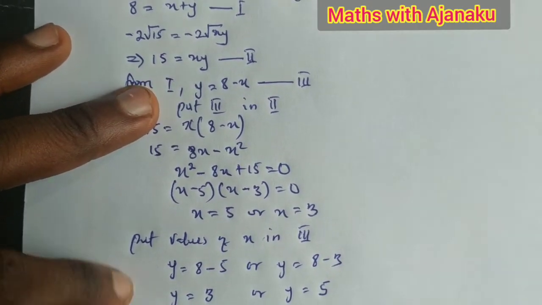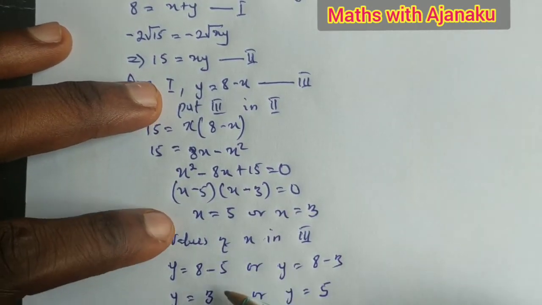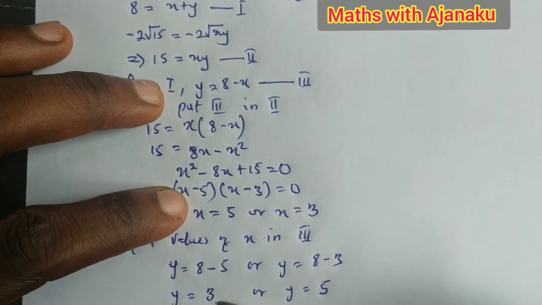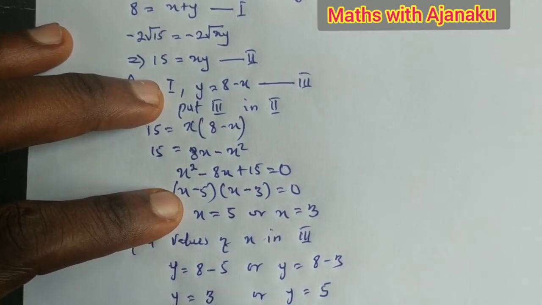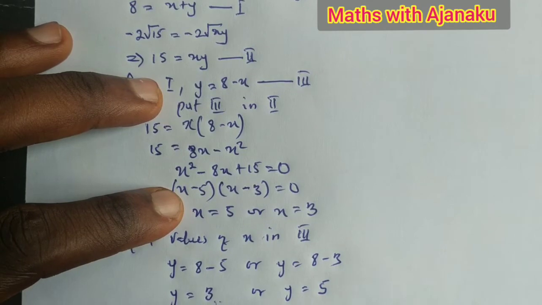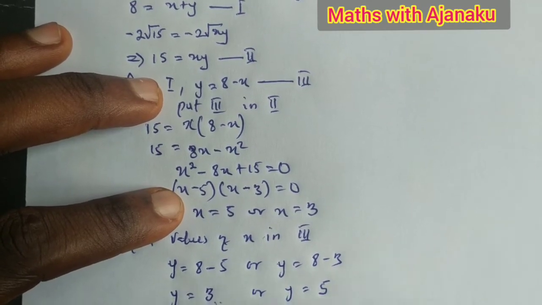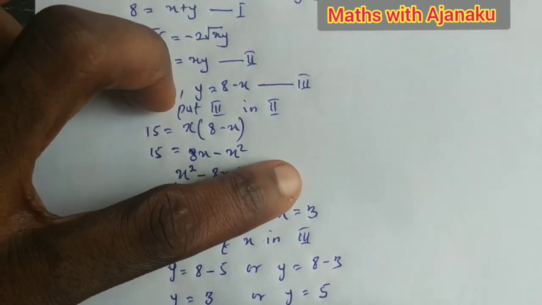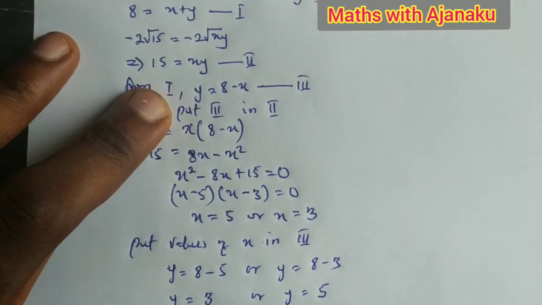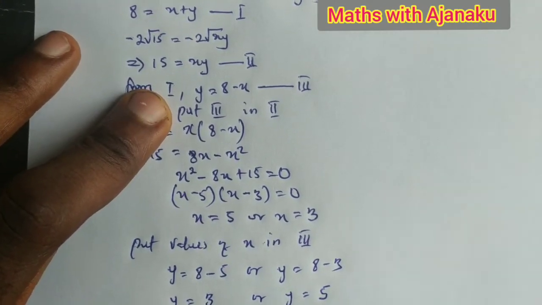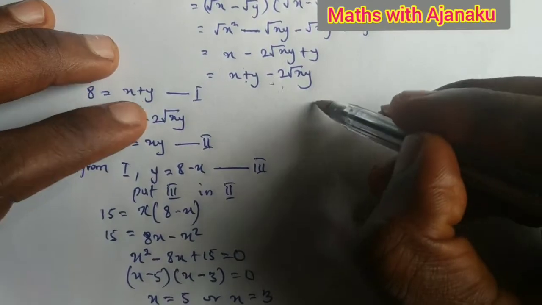What does this mean? When we substitute our value to be 5 here, we have 3 here, meaning we are having (5,3), or we have what? When you substitute 3, we have 5 here, or we have what? (3,5). So let's manage it up here.